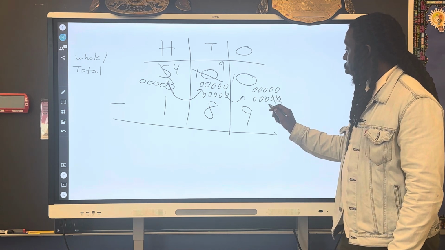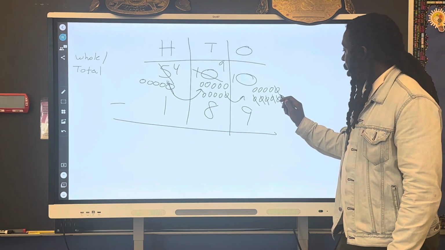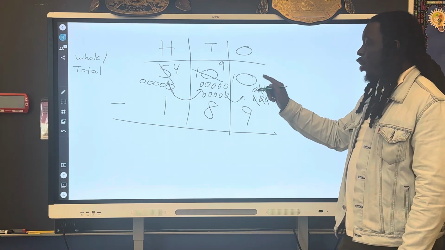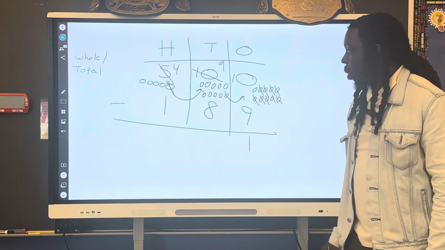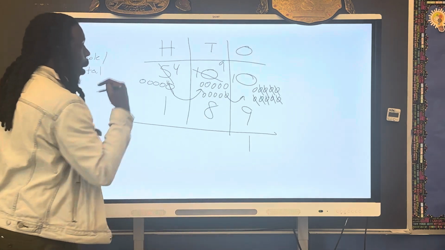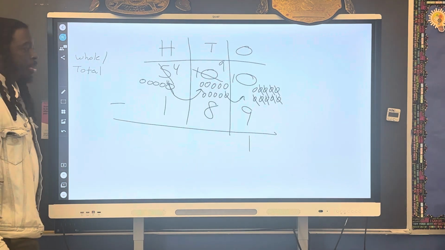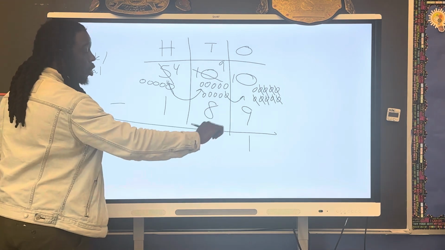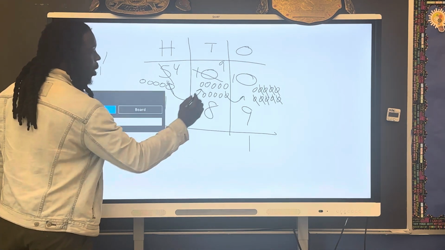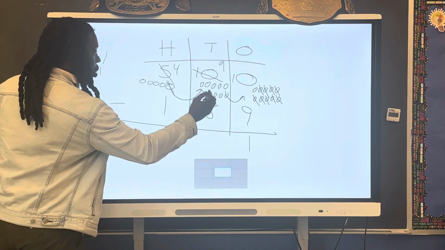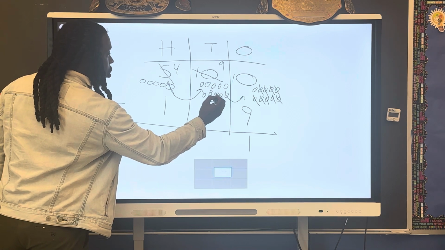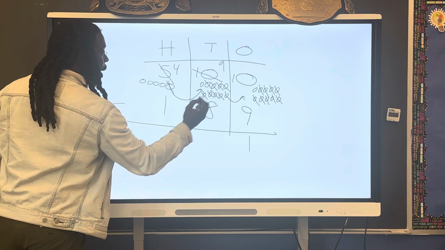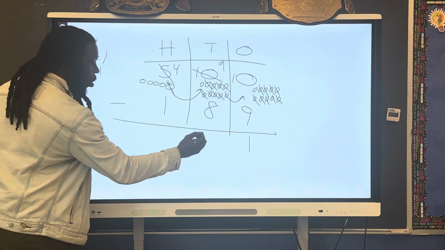1, 2, 3, 4, 5, 6, 7, 8, 9. How many do we have left? Just one left. We put 1 right here. Now we come over to the tens place. Remember, we regrouped 1. We didn't take 1 away. We regrouped 1. So we still must take away 8. So we take away 8. 1, 2, 3, 4, 5, 6, 7, 8. How many do we have left?